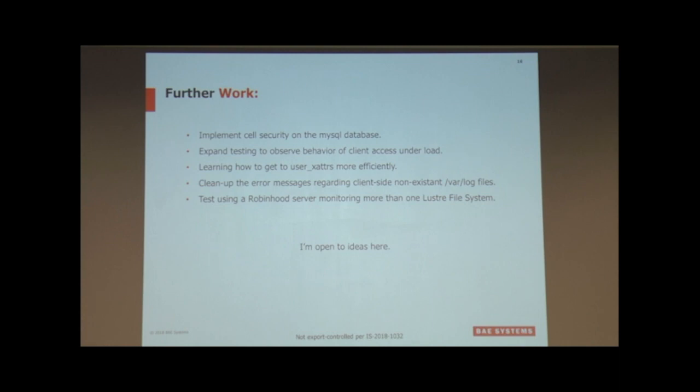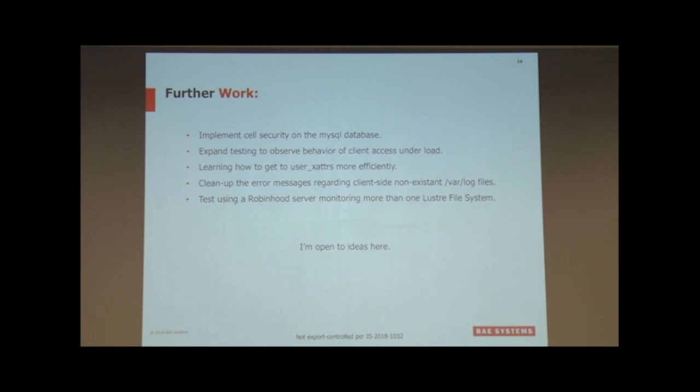So that's something we'd like to get going so we can leverage the power of Robinhood and its commands to include the user extended attributes. Again, cleaning up the messages a bit. And we want to see if this will work when our Robinhood is monitoring more than one Lustre file system. We know that we can have a single Robinhood server that monitors more than one Lustre file system, and that you can make queries on it by specifying a -f option and the configuration file for that particular file system.